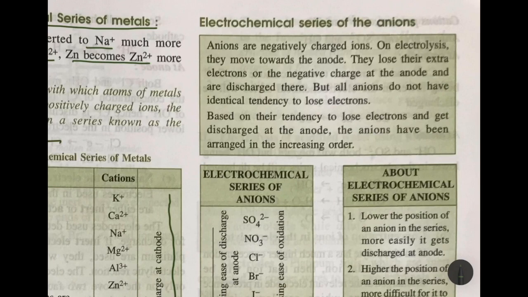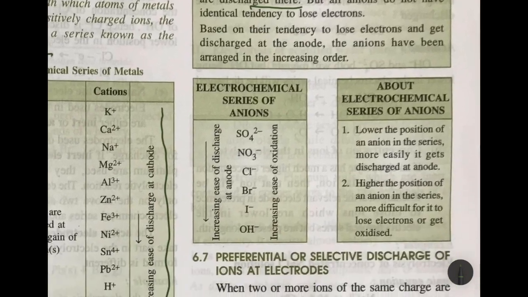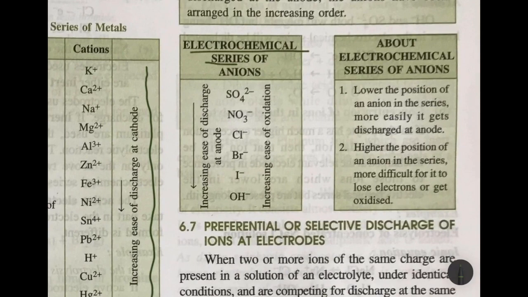Now, the electrochemical series of anions, that is the negative charge. Anions are negatively charged ions. So anions move towards the anode, the positive electrode, so they lose their extra electrons, or negative charge, at the anode, and they are discharged there. But all anions do not have the tendency to lose electrons. So based on the tendency to lose electrons and get discharged at the anode, they have been arranged in another series which is known as the electrochemical series of anions.